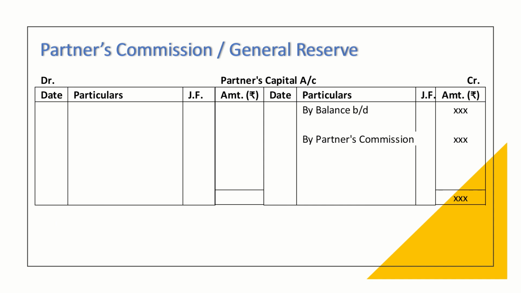And if you want to show it in the partner's capital account, partner's commission will be credited to partner's capital account. General reserve will straight away go to the balance sheet liability side. All right. Hope this was helpful for you to understand some of the tricky adjustments.